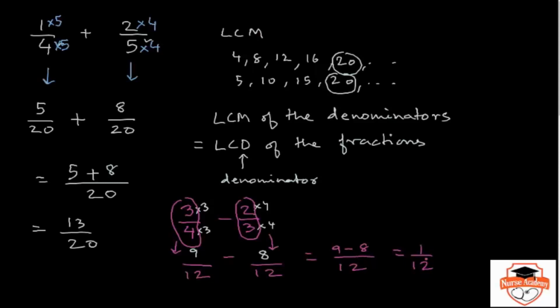Want to add or subtract more than 2 fractions? Let's see how. Let's say we want to do 1/2 minus 2/3 plus 4/5. 3 fractions, both addition and subtraction. Okay, so your first job is to change the 3 denominators to the same number. That is to say, find the least common denominator or the LCD of the 3 fractions. In other words, find the LCM or the least common multiple of 2, 3 and 5.